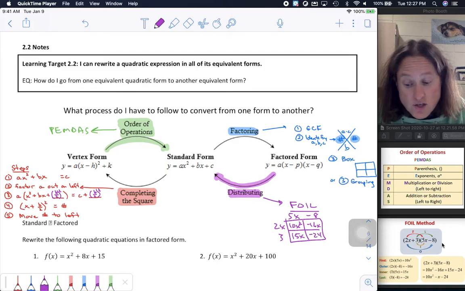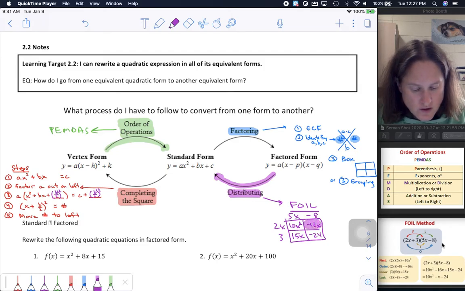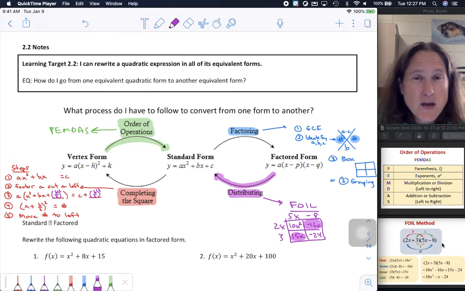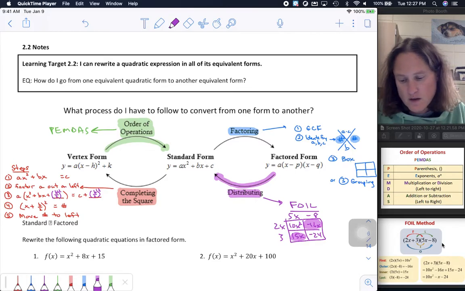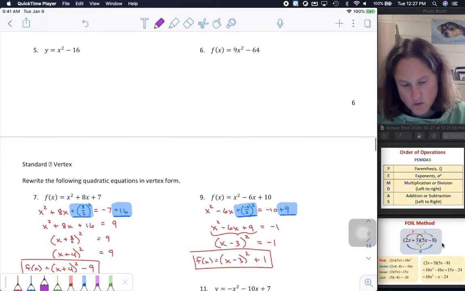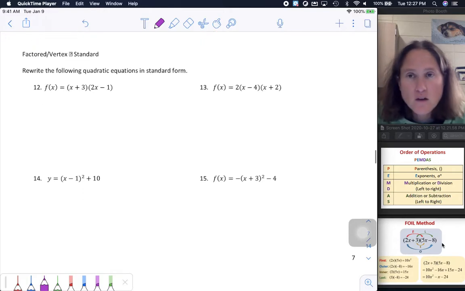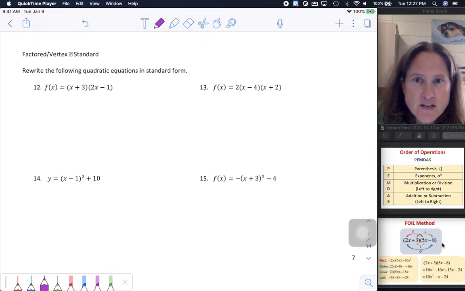And what usually happens is you can go ahead and combine your like terms, which happens to usually be the O and the I terms. So your final answer would be 10x squared minus x, or 1x, and then minus 24. Okay? So let's take a look at some examples. So if you scroll to page 7, going from factored or vertex form to standard form.